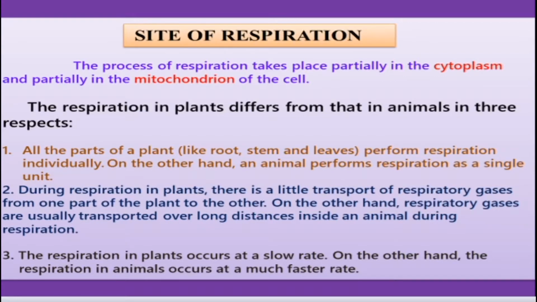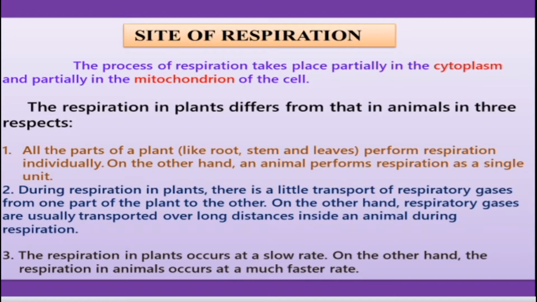Second one, site of respiration. So where does respiration take place inside the cell? Yes, the process of respiration takes place partially in the cytoplasm and partially in the mitochondrion of the cell. We take all the energy, but where that respiration takes place is the main important thing.